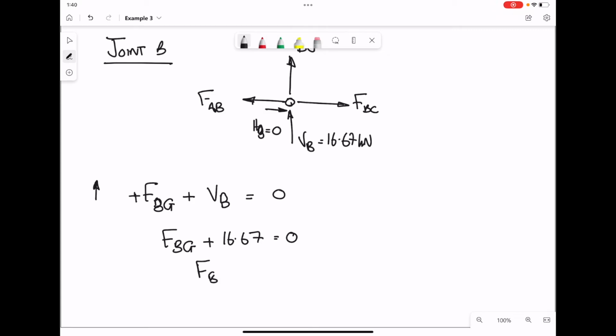Force BG is a value of minus 16.67 kilonewtons.